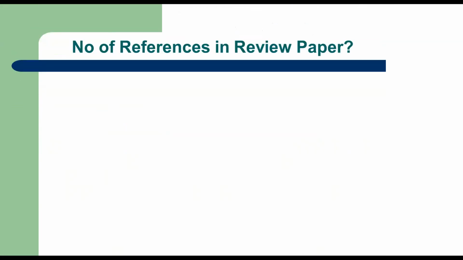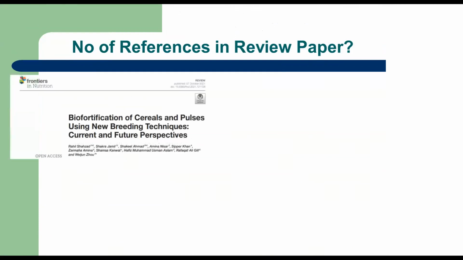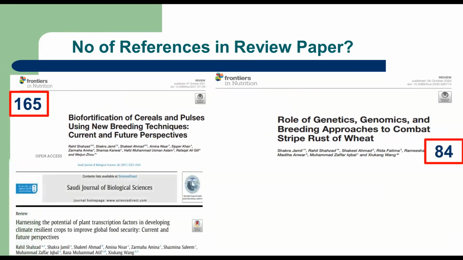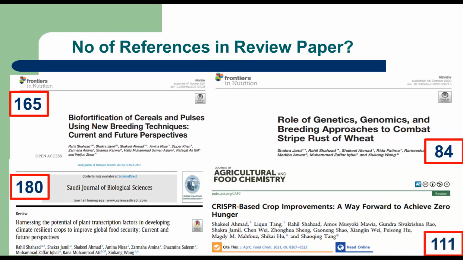For the number of references in a review paper, I have listed some of our review articles published in reputed journals. One of them is with Frontiers, and we used 165 references in that. The other one is also with Frontiers, and we used only 84 references. One was from the Saudi Journal of Biological Sciences, and it had 180 references. Similarly, another paper had about 112 references.